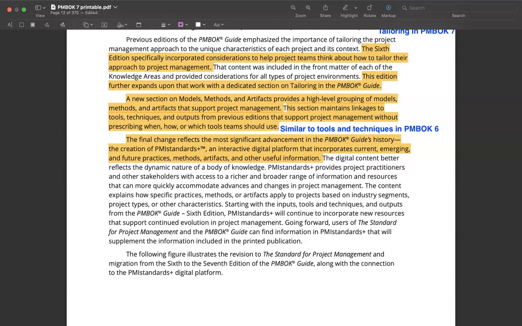And then, as I pointed out earlier, PMI has created something known as PMI Standards Plus, which is an interactive digital platform that expands on everything given in the PMBOK 7th edition. So if you want a specific template, want to learn more about a particular artifact, or want a deeper understanding of a particular model, you can go to the digital PMI Standards Plus platform and find an article or a video that expands on that knowledge and helps you get a better understanding of it. So broadly, these are the changes in the PMBOK.